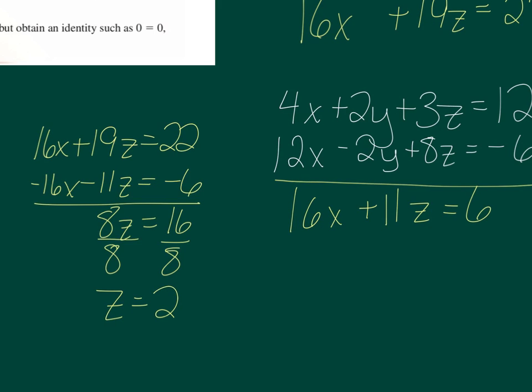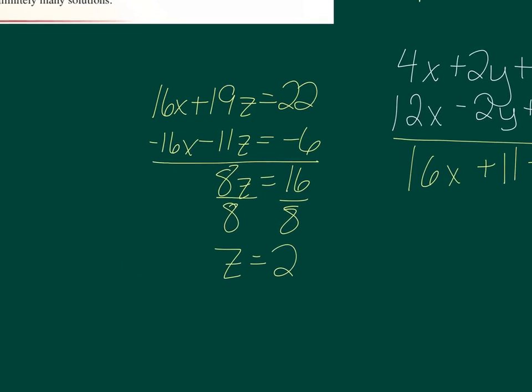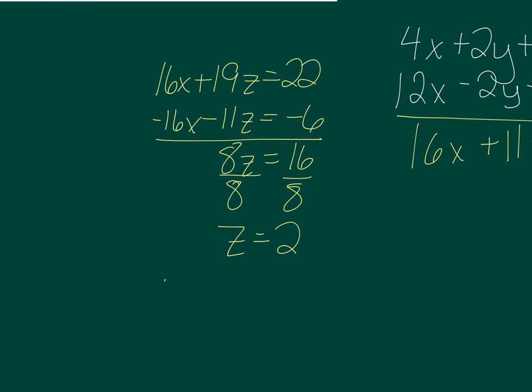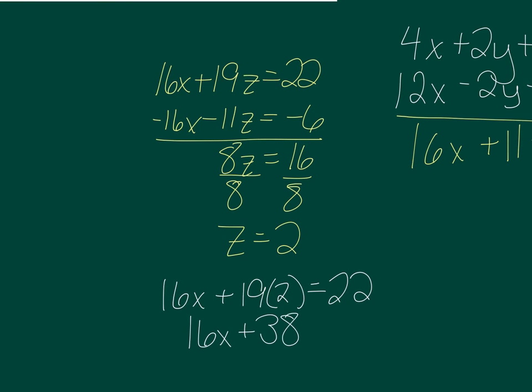So now what I'm going to do is take this 2 that I found and plug it in for one of the z's in one of these 2 equations right here. It doesn't matter which, I'll just plug it into the top one. I'll pull it over here so we don't get mixed up. We'll say 16x plus 19 times 2 equals 22. 16x plus 38 is equal to 22.